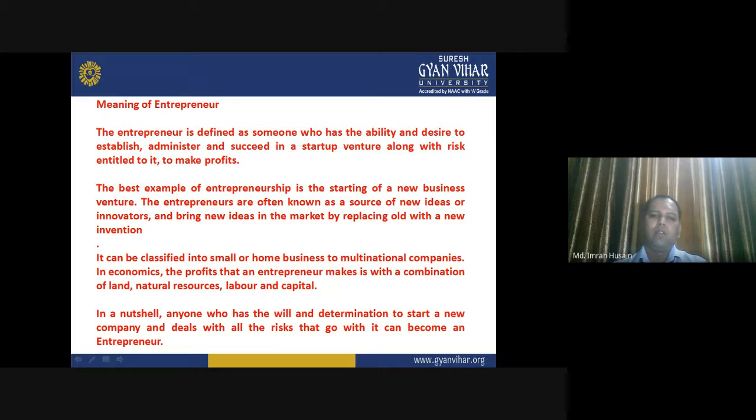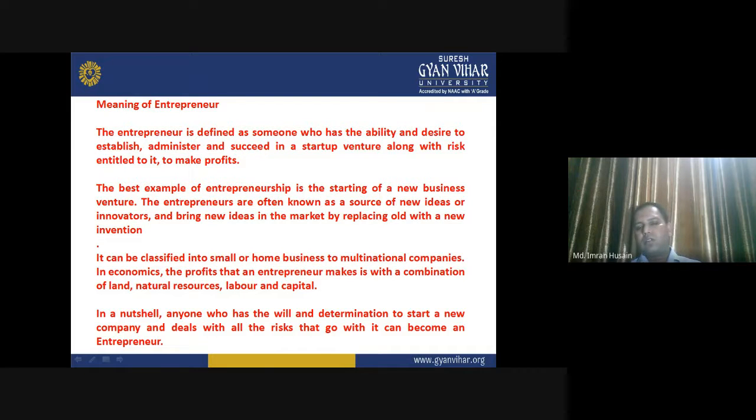In economics, the profit that an entrepreneur makes comes from a combination of land, natural resources, labor, and capital that is available to him. So, an entrepreneur should have everything in his or her hands, and like a mathematician, he or she can make many calculations and predict the development and the requirements that are essential for establishing that particular business, and in what manner the resources of land, labor, or capital should be invested. So, the entrepreneur has the complete knowledge. In a nutshell, anyone who has the will and determination to start a new company and deals with all the risks that go with it becomes an entrepreneur.